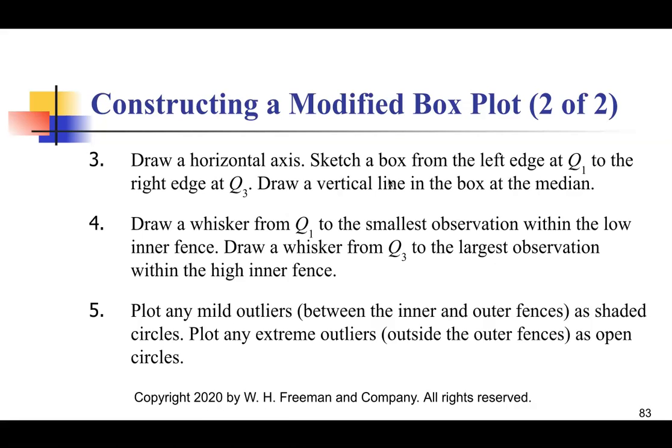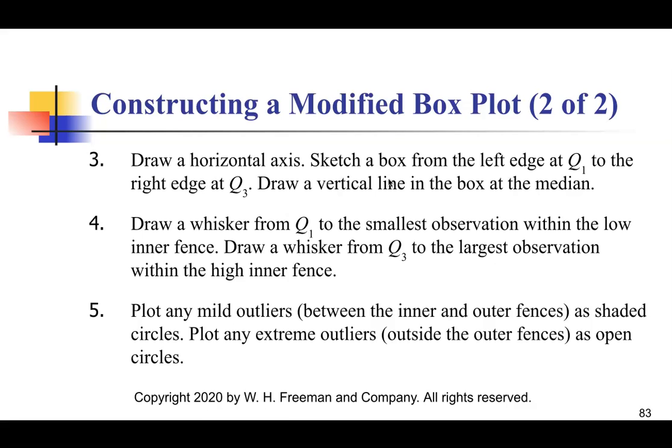So in your modified box plot, your max and your min are no longer necessarily your starting and stopping point. It's the smallest and largest points within your fences. Now, mild outliers are the ones that will fall between the inner and outer fences, and we plot those as shaded circles. And then extreme outliers are the ones that are beyond the outer fence, so they're really far away, and they're open circles.